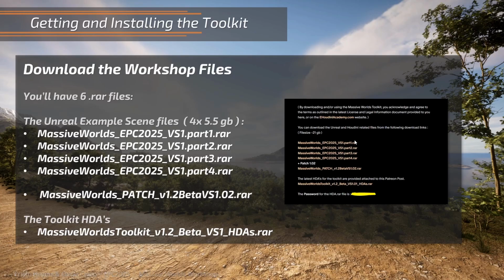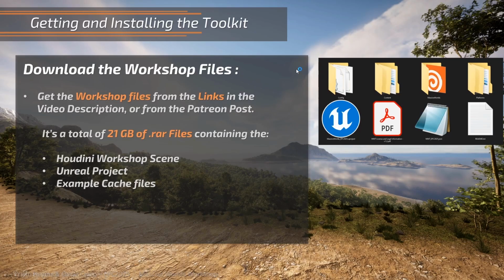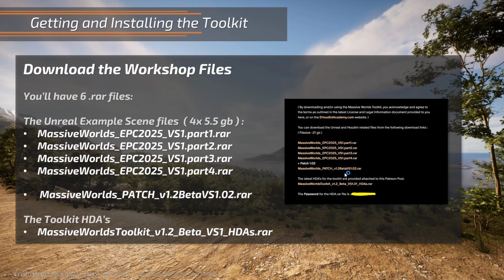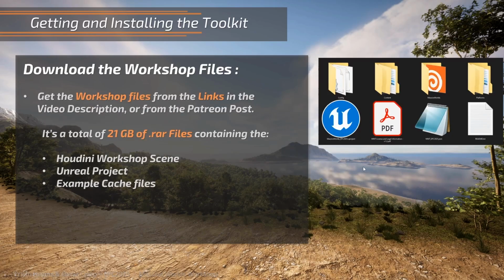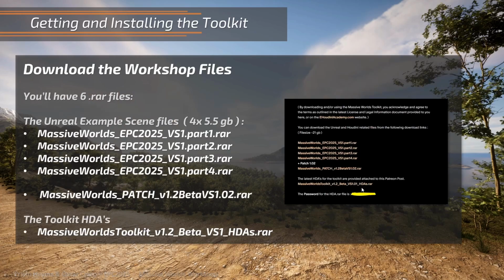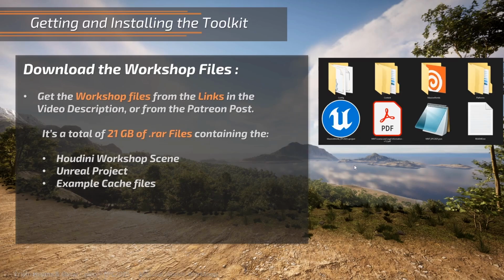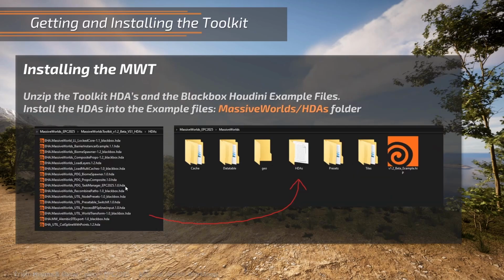Now once you've unzipped the main project, you'll get this folder structure. Then go ahead and also unzip the patch and install it into the content folder. It has the same structure as the content folder, so it should be fairly straightforward. There's just a couple of files that need to be replaced. And then next to that, we have the HDAs. So if we grab the HDAs, you can unzip them and then install them into the Massive Worlds folder, HDAs. Just go ahead and do that, and that should make sure that they're all properly installed.